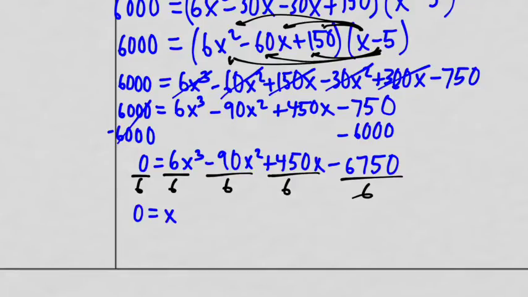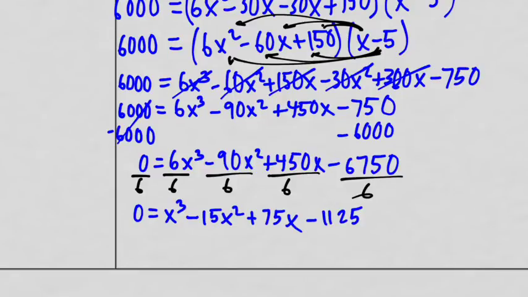You're going to have x cubed because the 6 cancels. 90 divided by 6 is negative 15x squared. 450 divided by 6, check with your calculator, but I think that's 75. Let me double check. And yeah, that's correct, 75. And then 6750 divided by 6 is 1125. Okay, much easier to work with.